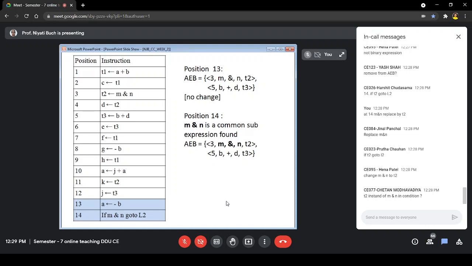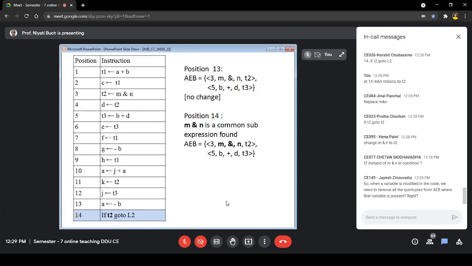Why are we not generating a new temporary? Because we have already generated T2, which is our temporary. So we will not go for any T4 or anything. If it is already there, then no need to generate it. Simply use it like this, as I have shown you in this current slide. Fine. So this is our example.